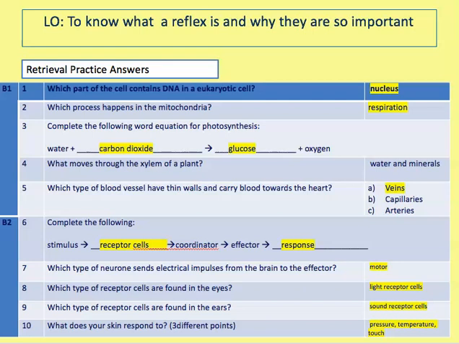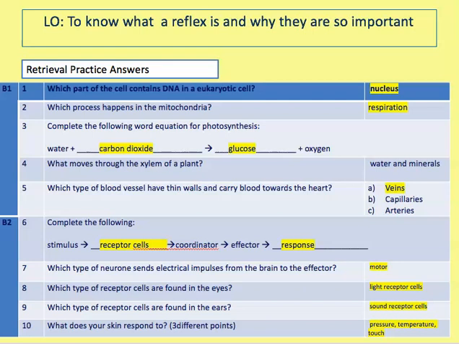Number 7, the type of neuron which sends electrical impulses from the brain to the effector are the motor neurons. Number 8, the receptor cells found in the eyes are light receptor cells. Number 9, those in the ears are sound receptor cells. And number 10, what does your skin respond to? Pressure, temperature, and touch. Okay, remember, you should have marked those with a green pen. Any that you got incorrect, make sure you do a little bit of biology revision.